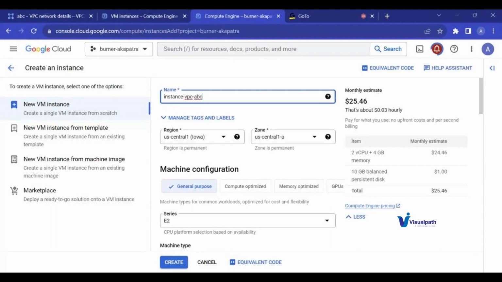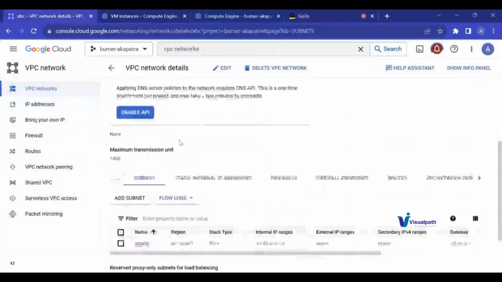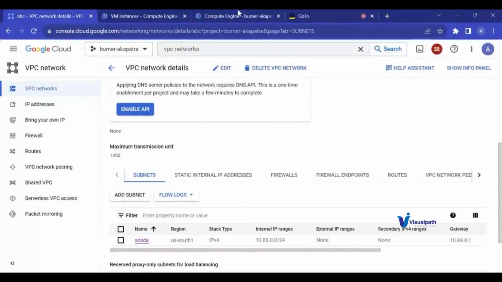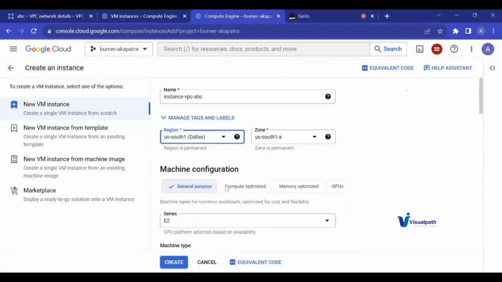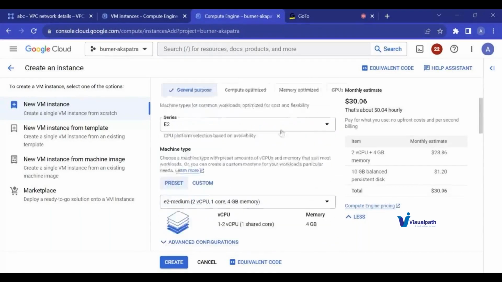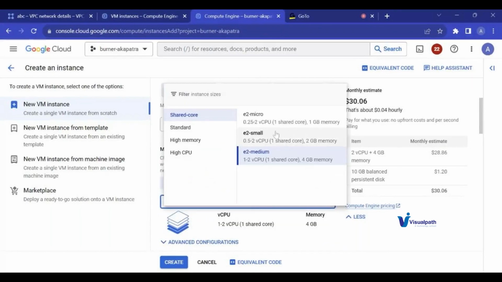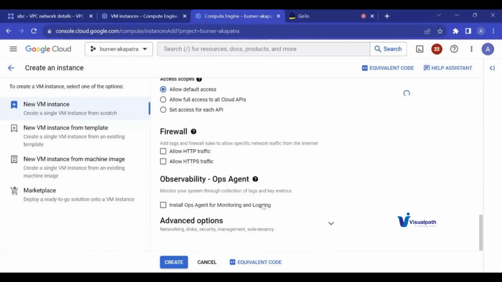I'll also create a second instance in VPC ABC. So this would sit on my ABC VPC. This ABC VPC is sitting on the subnet region of US South 1, so we have to select the same region. Zone can be anything. You can select one in 3 zones. That's fine. And the most important part is I'll change the networking.